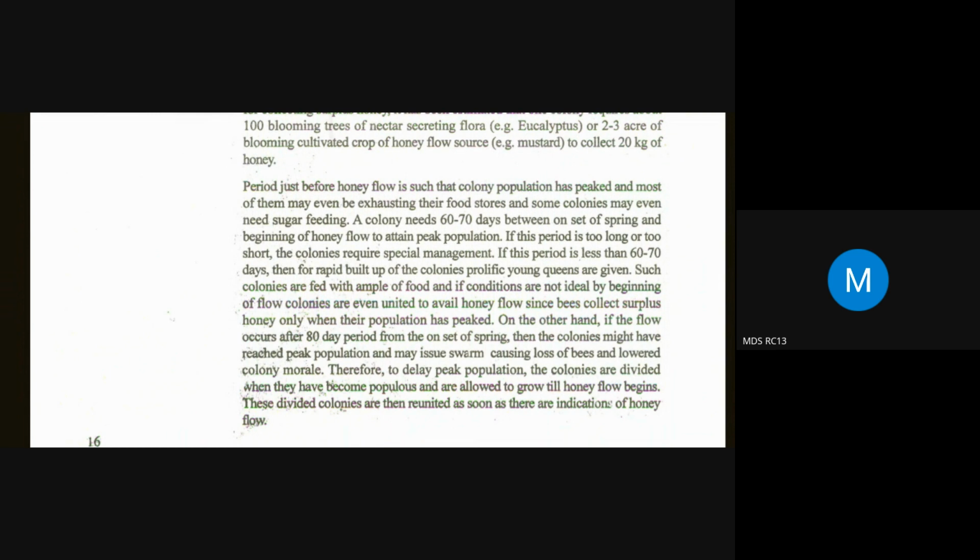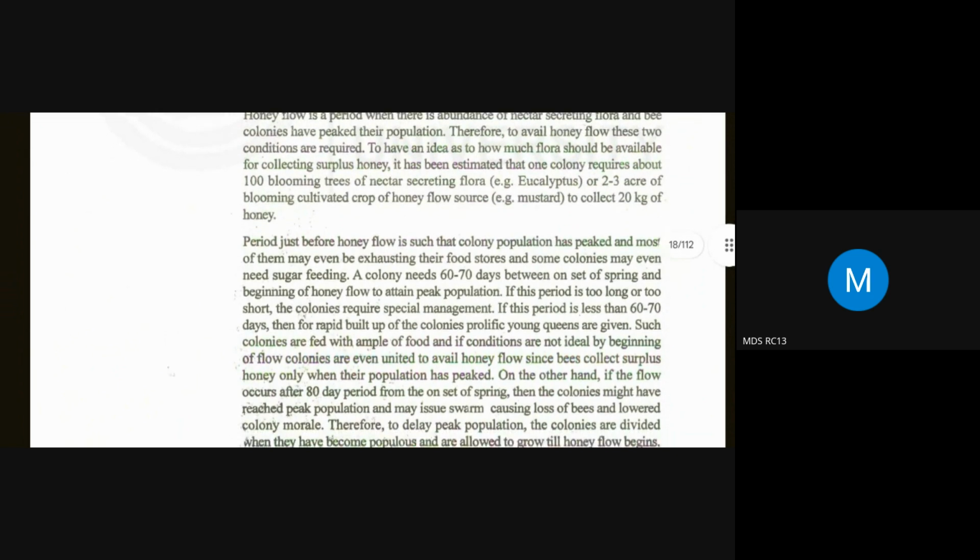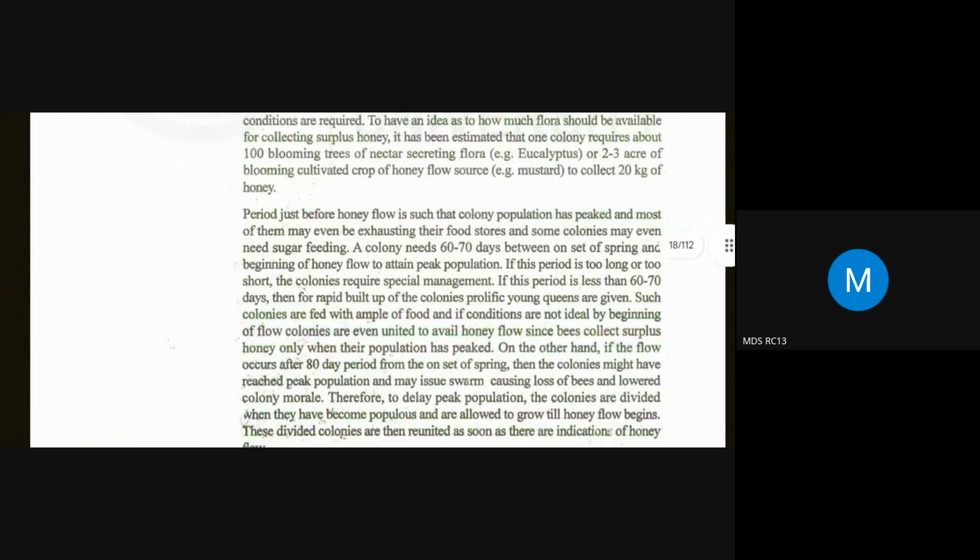During the pre-honey flow season, you have to identify the proper source, and you have to place the boxes just in the starting season of the flowering in the proper location. We have to identify the places and place the boxes.